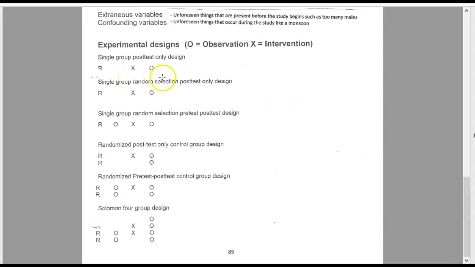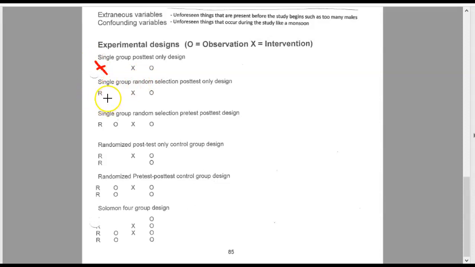Single group, post-test only. You have one, hopefully randomly picked, group of people. But wait a minute, that R probably shouldn't be there. Let's get rid of that. Put a line through it, because otherwise it's exactly the same as the next one. You have one pre-existing group of people. Their observation, there is no pretest, but you still do an intervention with them, like people at a hospital or a university, you give them a diet and you measure them afterwards.